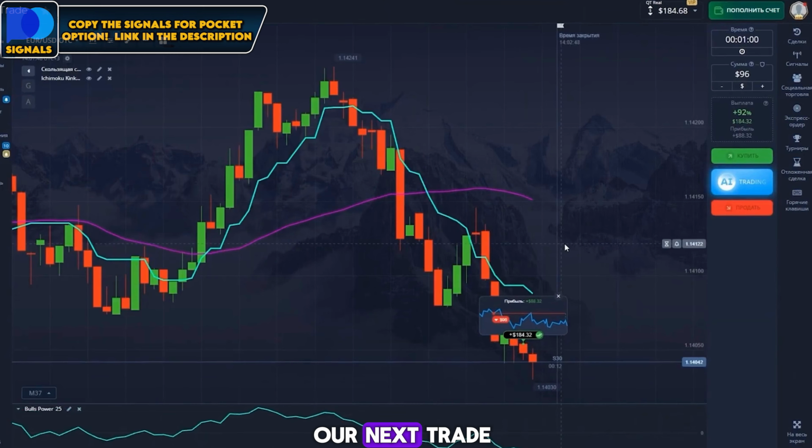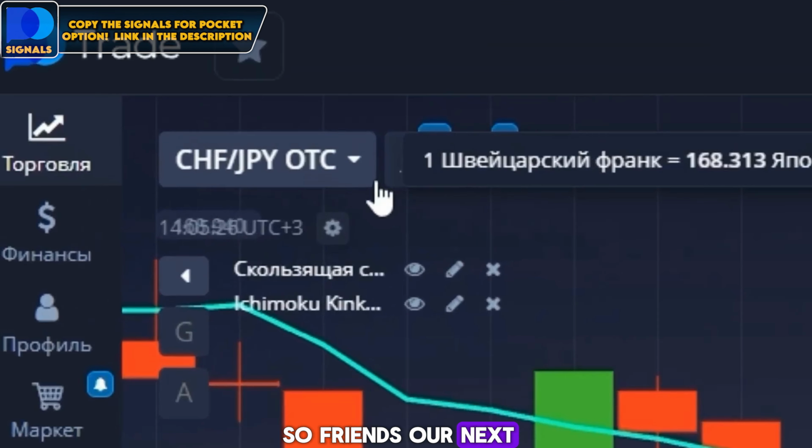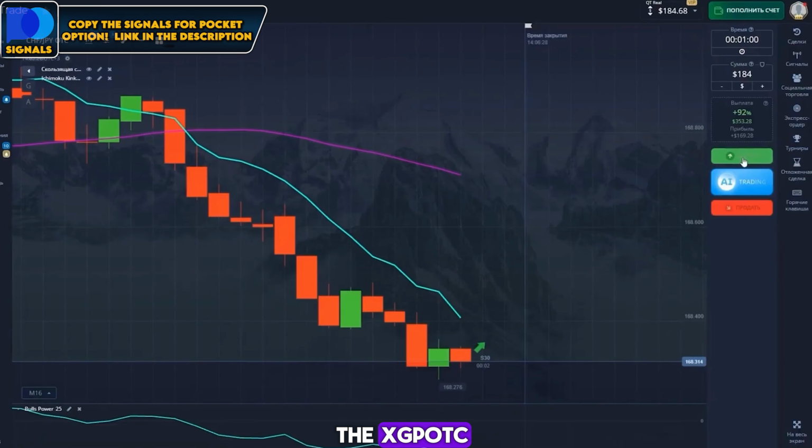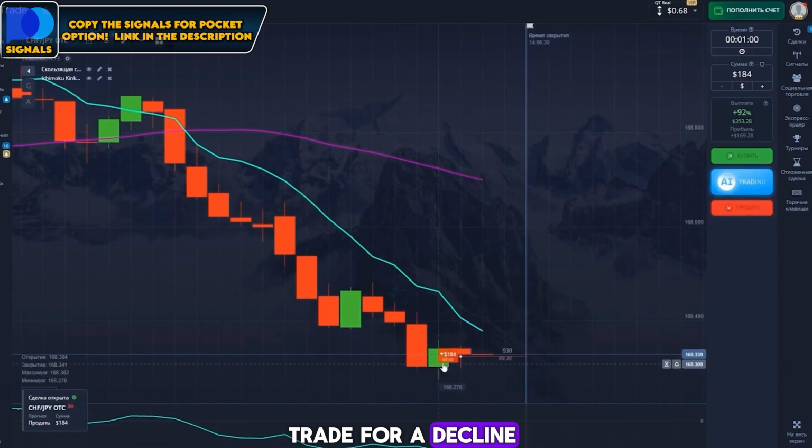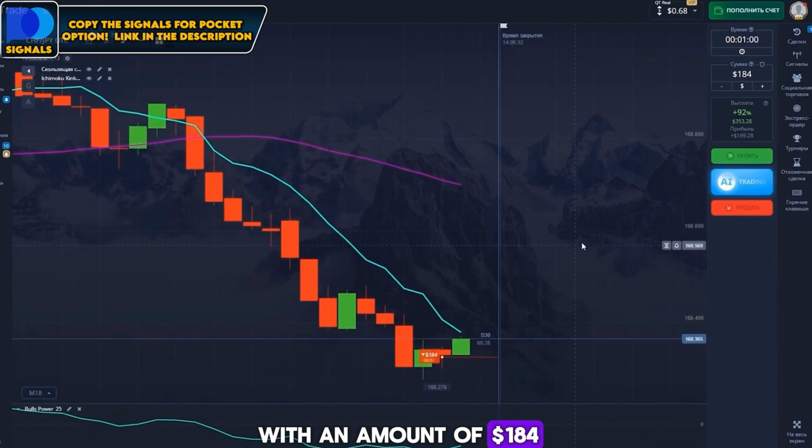We will look for our next trade. So friends, our next currency pair is CHF/GBP OTC. Here we open a trade for a decline for 1 minute with an amount of $184.